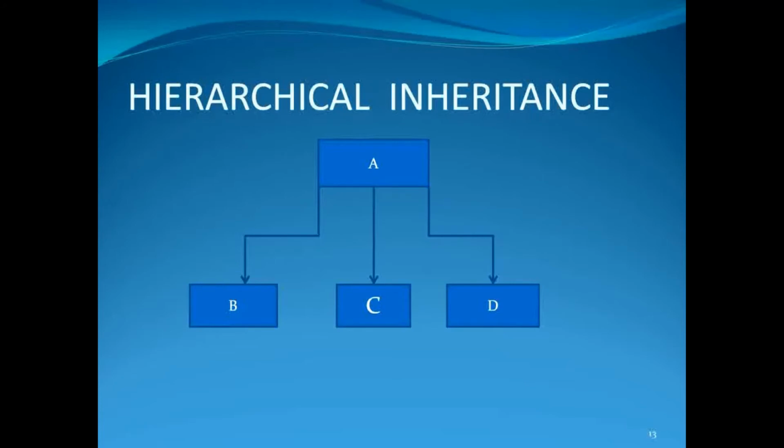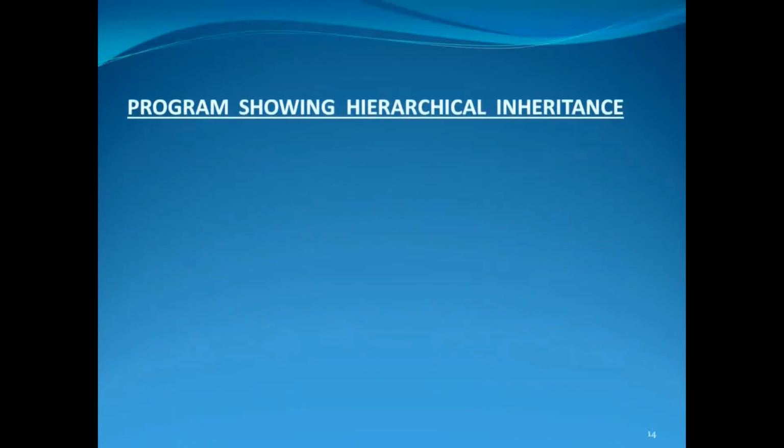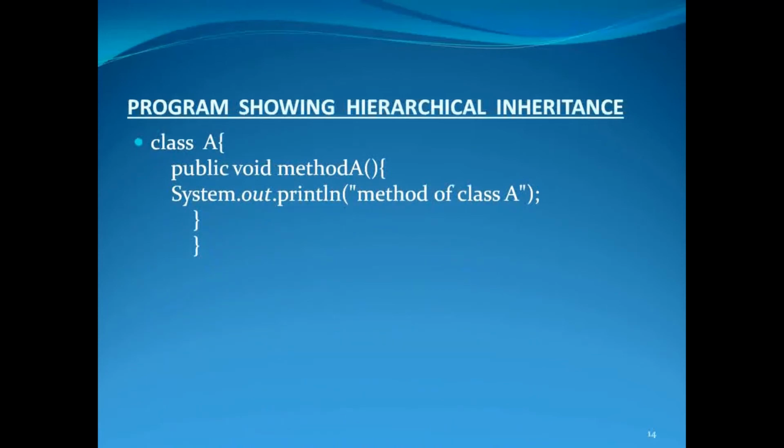Here, A is the base class and B, C, D are child classes. So there are three derived classes, which are dependent on a single base class, that is A. Now let me show you a program of hierarchical inheritance. So class A, this is a class and it has a method which shows method of class A.